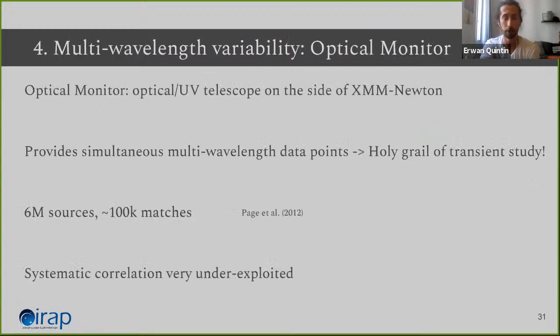Finally, to improve our knowledge of multi-wavelength variability, we took into account OM, which is an optical and UV telescope on the side of XMM-Newton. And this provides simultaneous multi-wavelength data points, which is basically the holy grail of transient study, because it's extremely important to identify an object to have a lot of different wavelengths at the same time. So there are many sources in OM, but only a few of them match with X-ray sources. And the systematic correlation is, to this date, very underexploited.